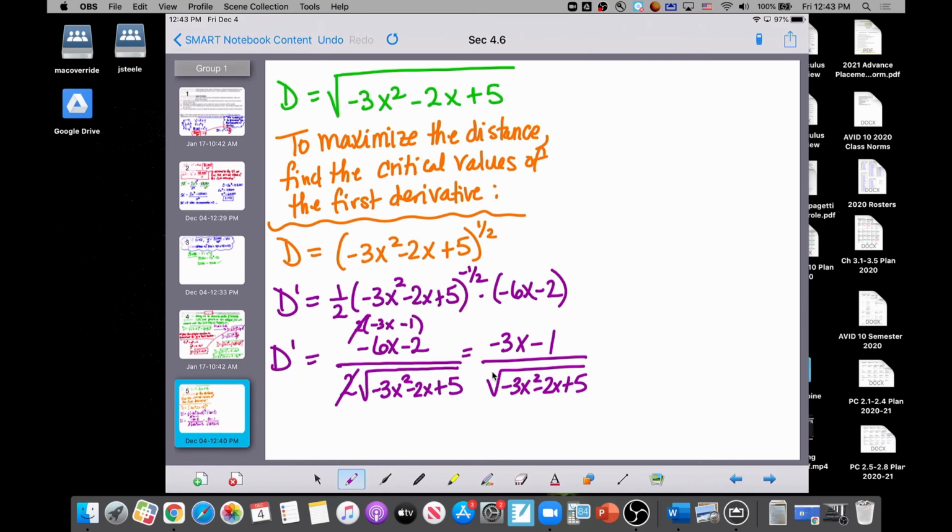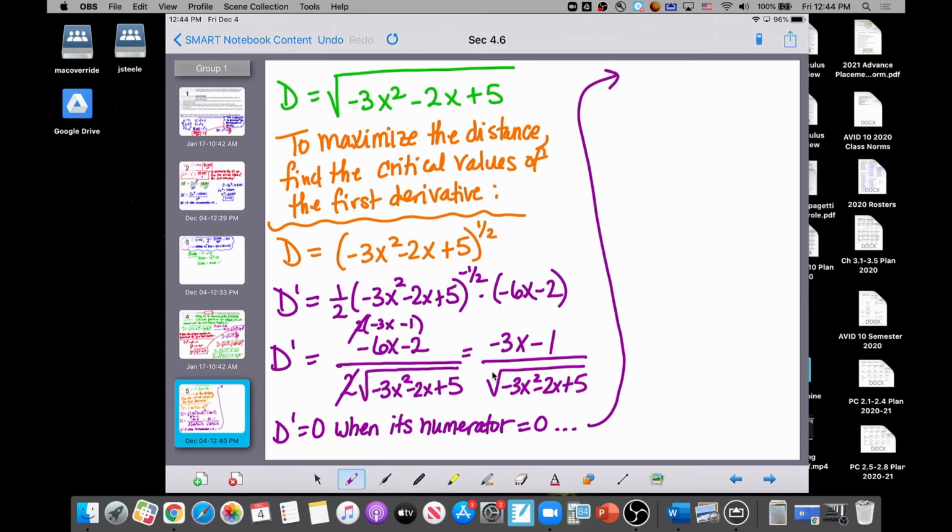Okay, so now that I have that, it looks a little scary with that square root in the bottom, but remember, if we're trying to find the critical values, we're going to set this derivative equal to 0. And again, a fraction is 0 when its numerator is 0. So d prime equals 0 when its numerator equals 0. So with that said, that means that I'm looking for where does negative 3x minus 1 equal 0. Add 3x to both sides, divide by 3, so we get x equals negative 1/3.